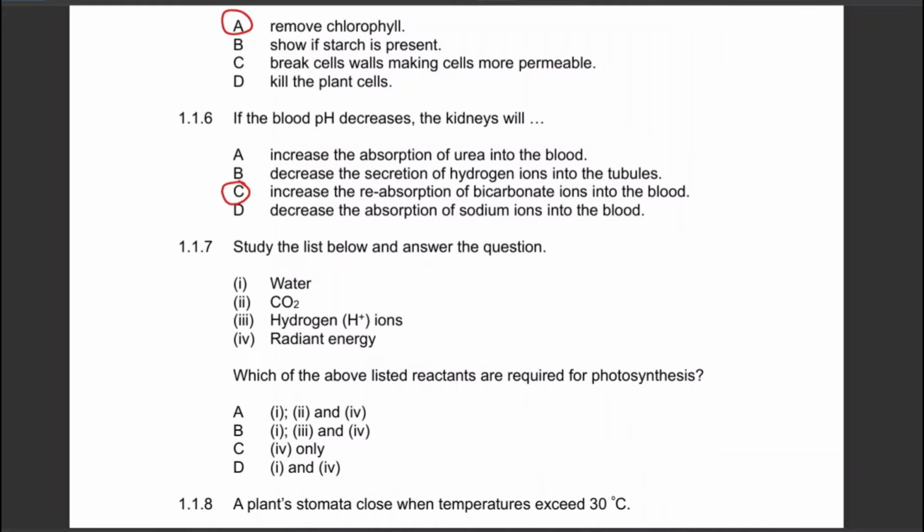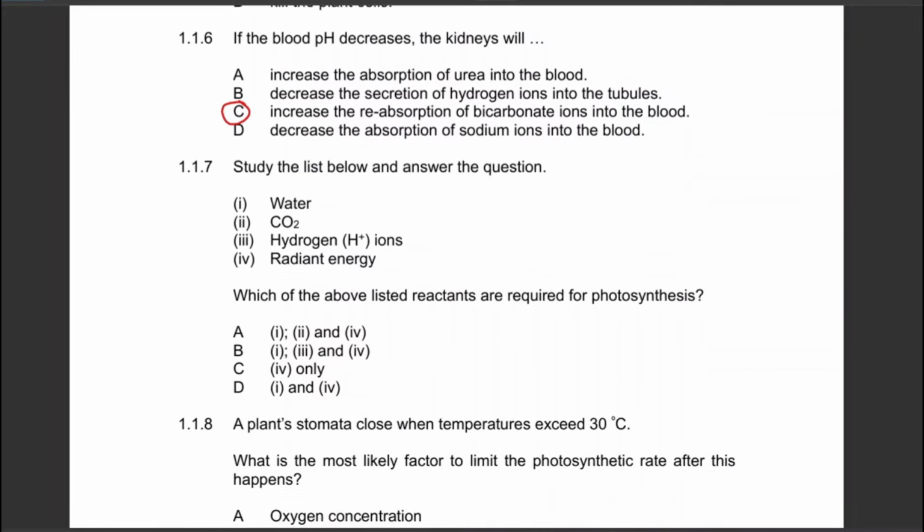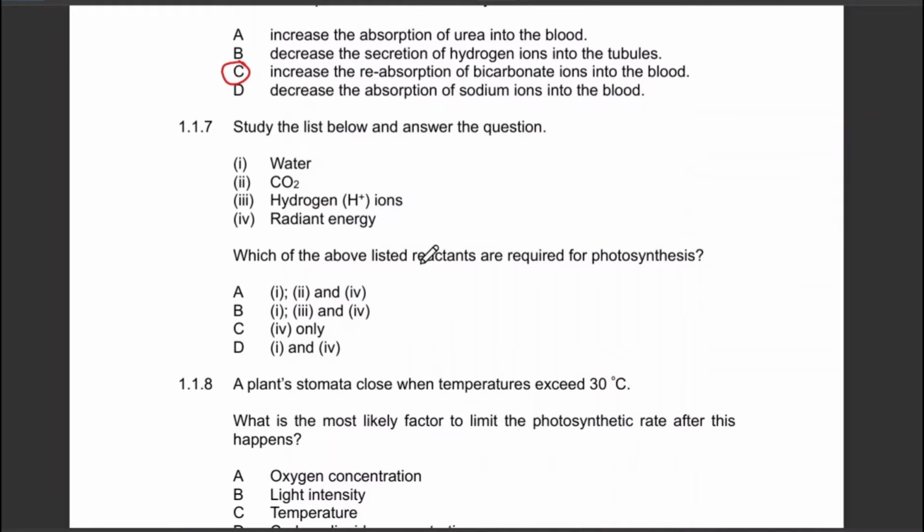Then 117, study the list below and answer the questions. So which of the above listed reactants are required for photosynthesis? So for photosynthesis to take place, we need carbon dioxide and radiant energy. Water, yes. So 1, 2, and 3. 1, 2, and 4 actually. So that is B.